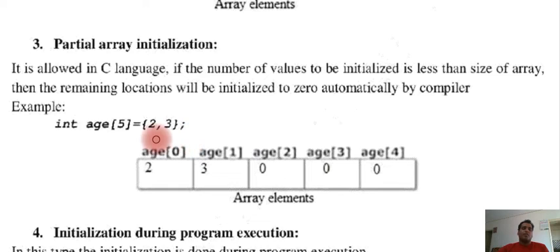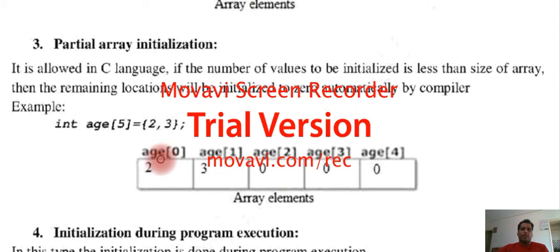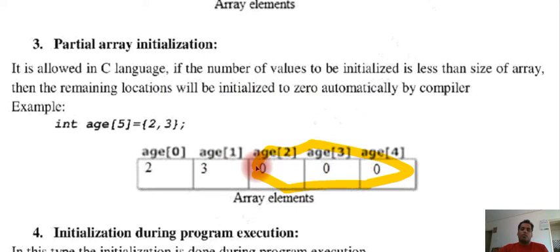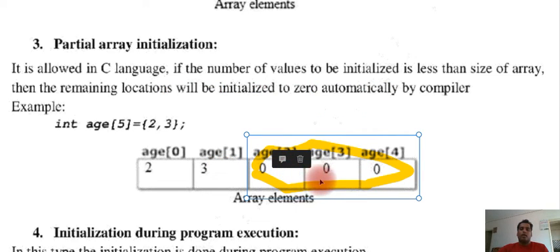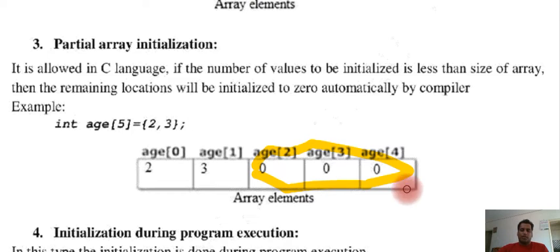Partial is the same as initializing all elements, except you write only the values you have. So we have 2 and 3. That means we have the first value and the second value. The rest of the values we don't have, so the compiler automatically takes the rest of the values as 0. So just here 0. This is about the partial.